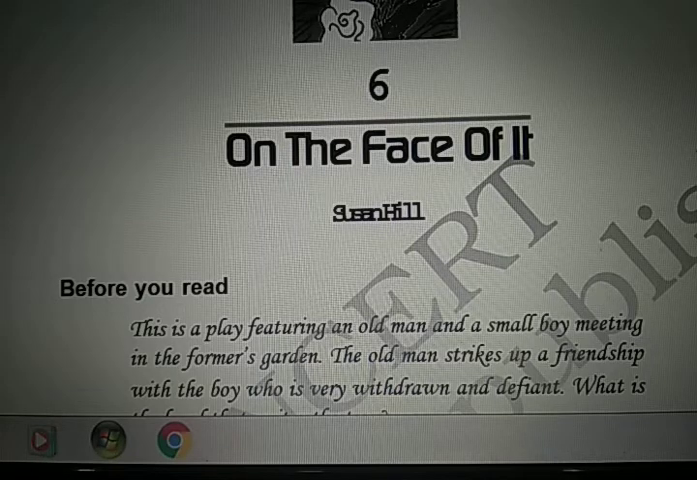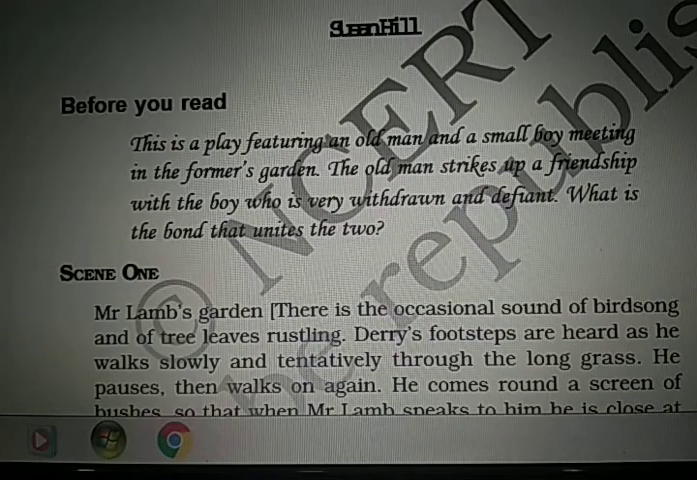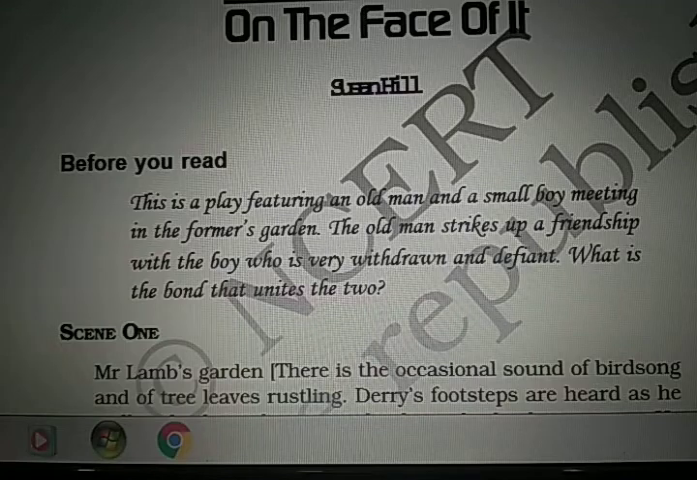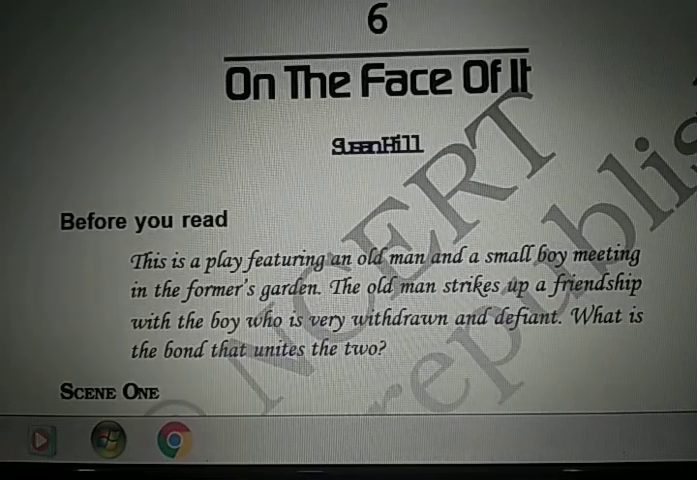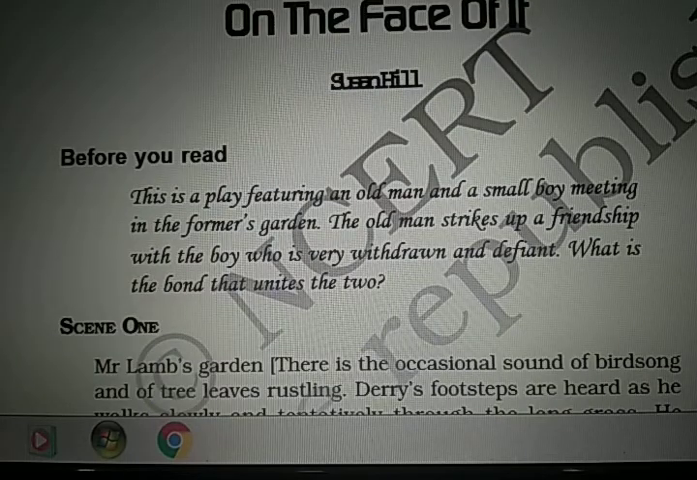The short play is having 3 scenes, and it's a beautiful story. In the beginning, what is written here? Let's see. This is a play featuring an old man and a small boy meeting in the farmer's garden. The old man strikes up a friendship with the boy, who is very withdrawn and defiant. What is the bond that unites the two? It has been given here in the story. You will come to know when you will be reading the story.